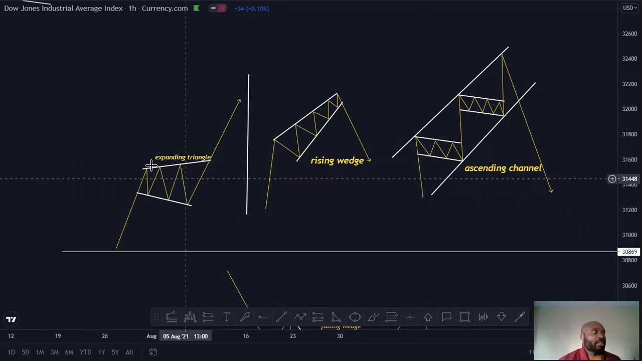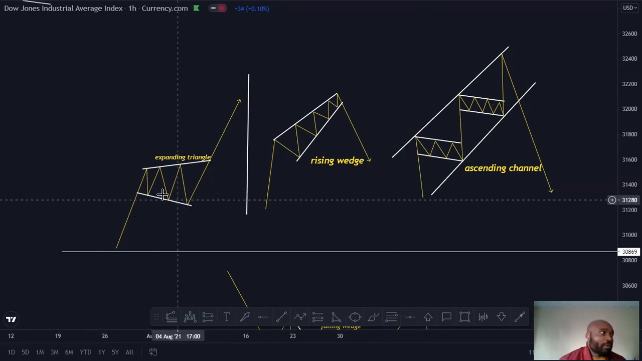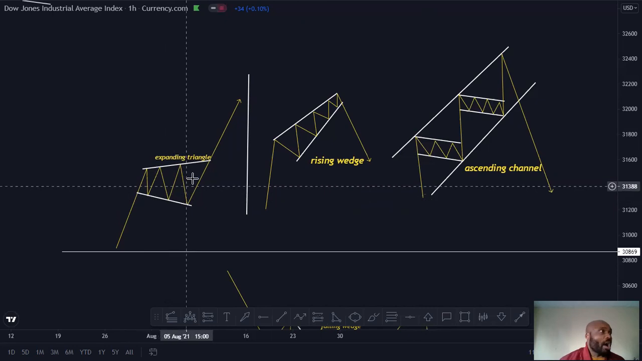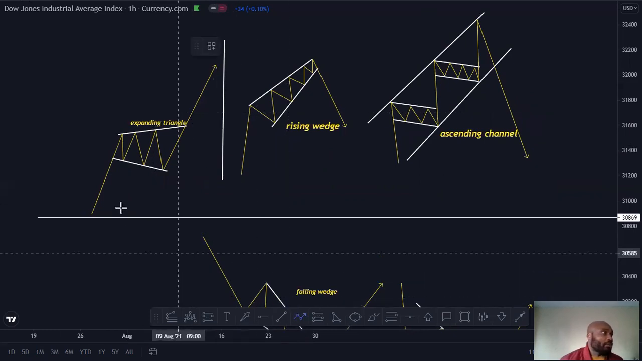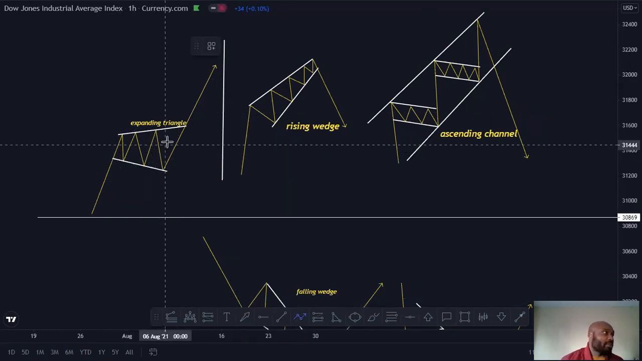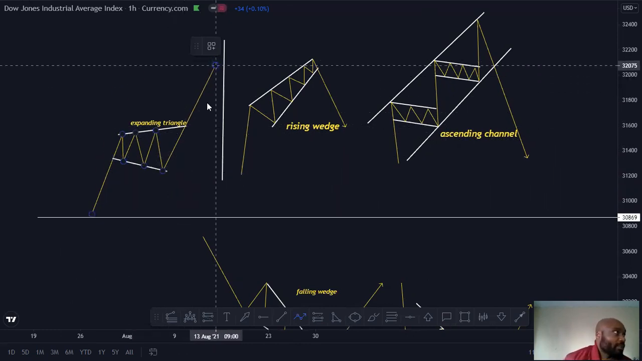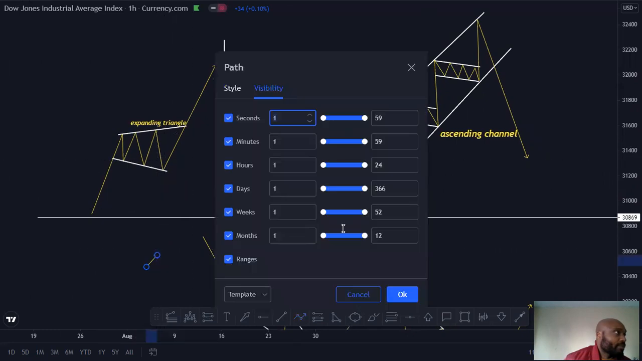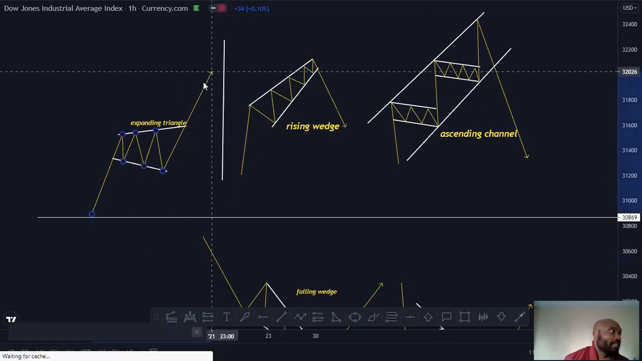So an expanding triangle is also a bullish continuation pattern. My entry personally would be from the bottom of this triangle here. That's where I would get my entry. Or in this case, you might get an entry from just right before the break of the triangle. So this is how you'd be able to get an entry on an expanding triangle, guys.